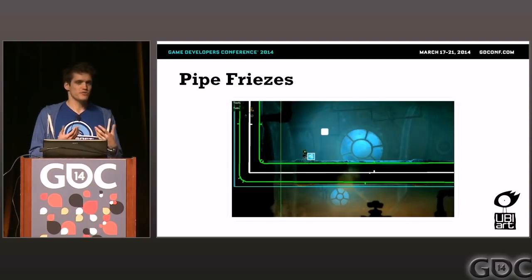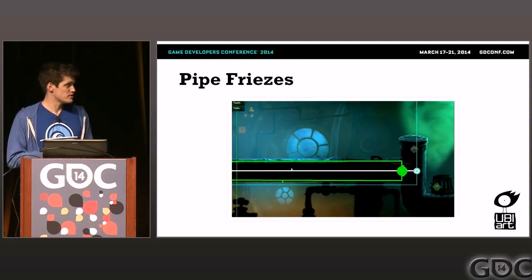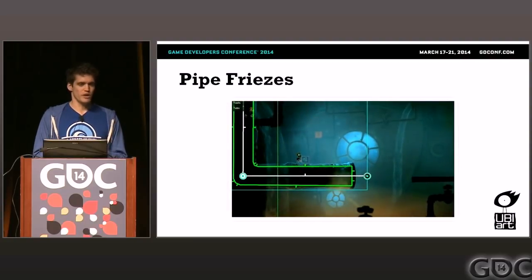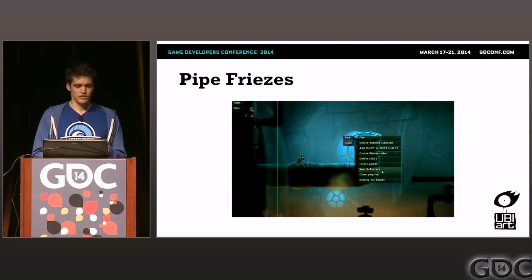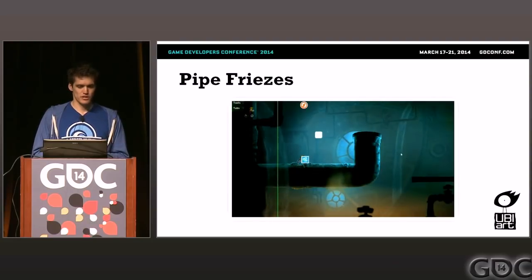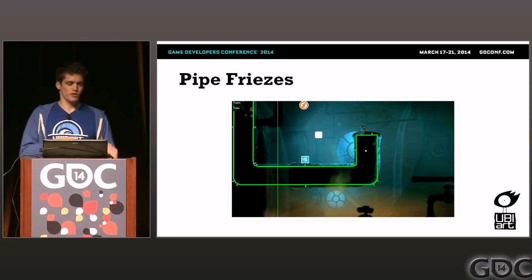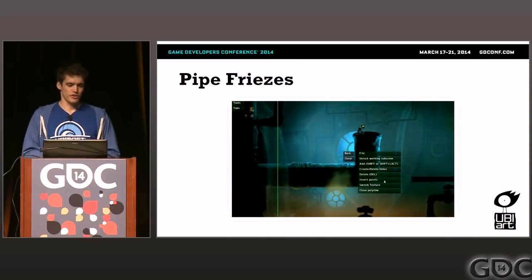So we have other types of freezes, though. We have pipe freezes, which are simpler to manipulate because you only need about 2 or 3 vertices, and everything is already built around it. The collision, the shape, the way that everything looks. So it's extremely fast to just build a pipe network, connect things to one another.